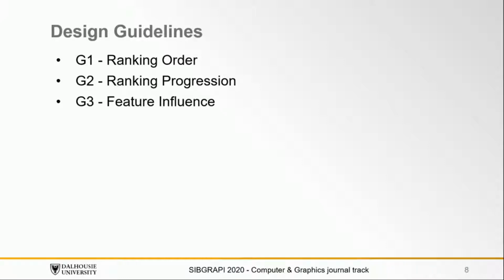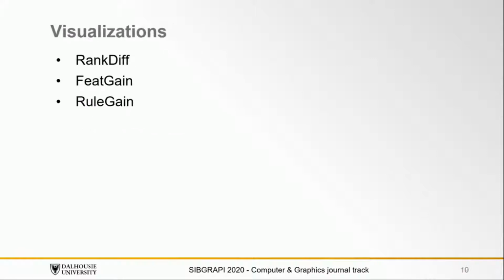Third, feature influence. The algorithm uses data features to rank the instances, so assistance should be provided to understand how individual features influence the instance's ranking. And last, ranking explanation. The rank positions are not defined by features in isolation, but through their combination. Because of that, we need to support the analysis of the complex interplay among features to aid in understanding how they are combined to define the instance rank positions. Now let's take a look at the visualizations.